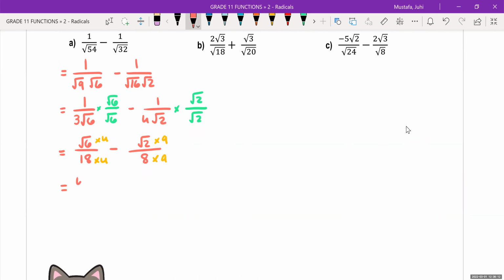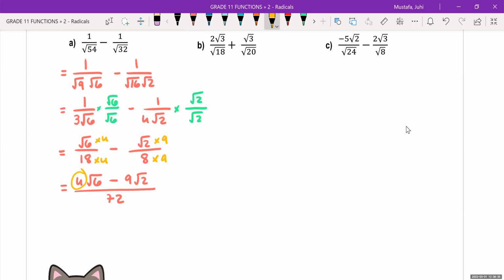So my numerator here is going to be 4 root 6. My numerator here is going to be 9 root 2. And I'm just going to write the entire denominator as 72. In our very final step, I kind of briefly went over this last class, but we'll do it a little bit more today.